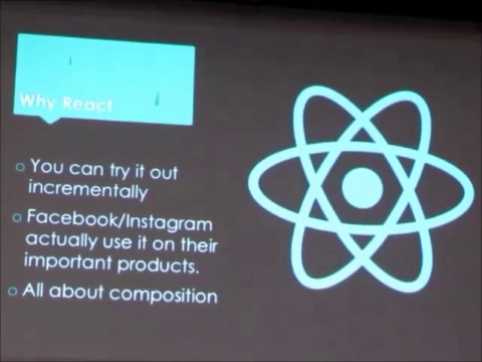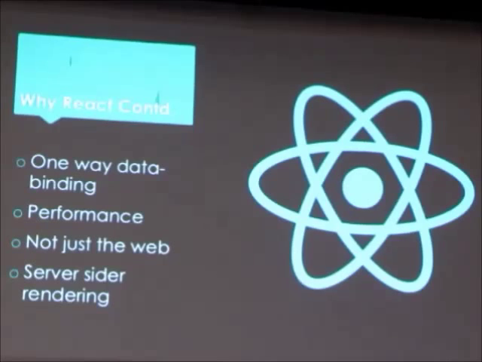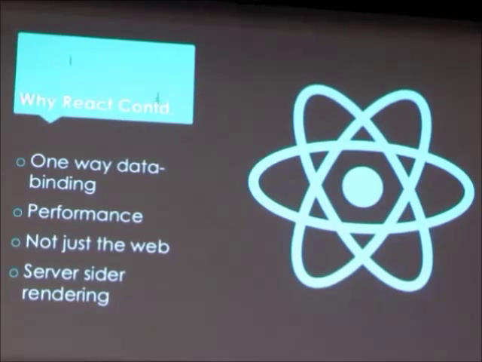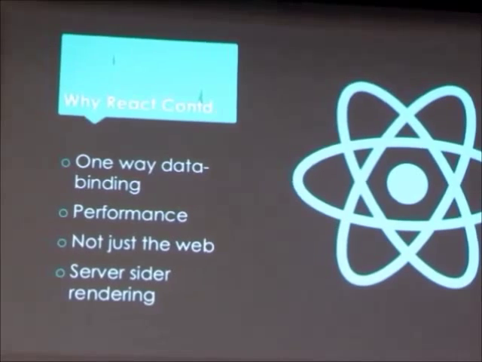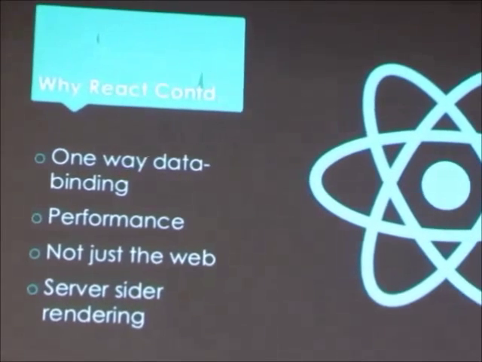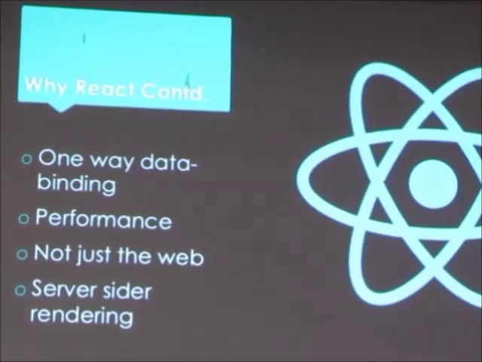And it's about composition. So it's very much like Lego blocks, where you create these little modules and you kind of piece them together, and they make one giant thing, or small thing. So one-way data binding. So anyone use two-way data binding, like JavaScript libraries? Sometimes, if you have a lot of things working with the same object, it's really difficult to understand which one is the source of truth.